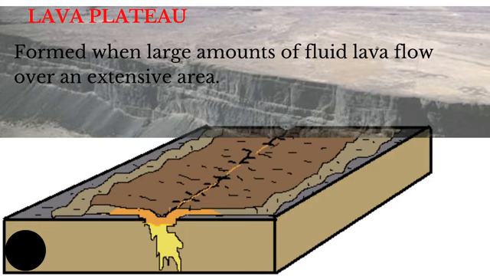And because of the frequency of the eruption, new layers of lava will be built on top of the previous layer of lava. And so over time, a highland with a flat top will be created.